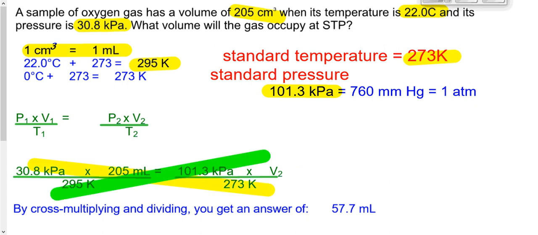Once again, we're going to draw a crisscross or an X through our equal sign. Multiply on the diagonal with all the numbers on it, divide by what's left. Again, the diagonal that has all the numbers on it is the yellow one in this instance. 30.8 times 205 times 273 divided by 101.3 divided by 295 will result in the answer for V2, 57.7 milliliters. The units will be milliliters because they were milliliters on the other side of the equal sign.